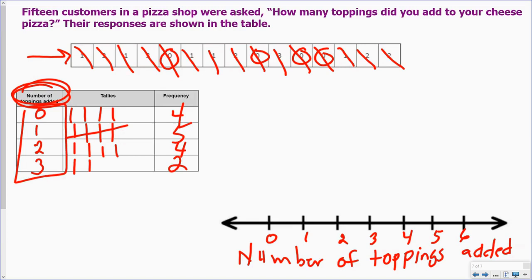And at 0, I have 4, so I'm going to put 4 dots: 1, 2, 3, 4. And again, lining them up vertically. And then I look at 1, and so now I need to line up horizontally and vertically. So there's 1, 2, 3, 4, 5. And 2 has 4, so I'd have 1, 2, 3, 4. And then 3 has 2, so I go 1, 2. There's my dot plot to represent how many toppings the customers added to their cheese pizzas.